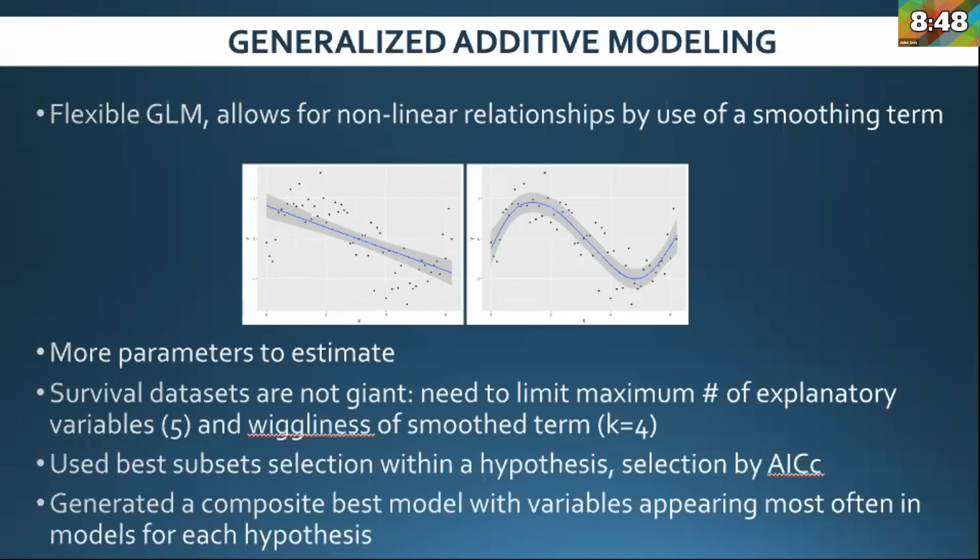And then we used AICc, which I agree with Brian Burke saying that that's probably not the best way to do this, but it's the way we chose for this approach. I think that the one step ahead prediction or leave one out methods are probably better. And then from this, we generated a composite best model with variables appearing most often. So we got the best models for each hypothesis and then a composite model with the variables appearing most often in the most supported models for each hypothesis.